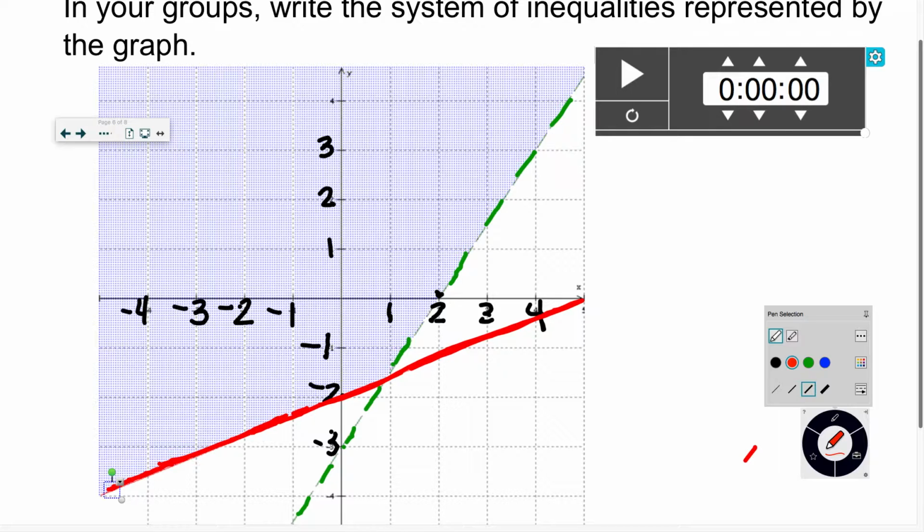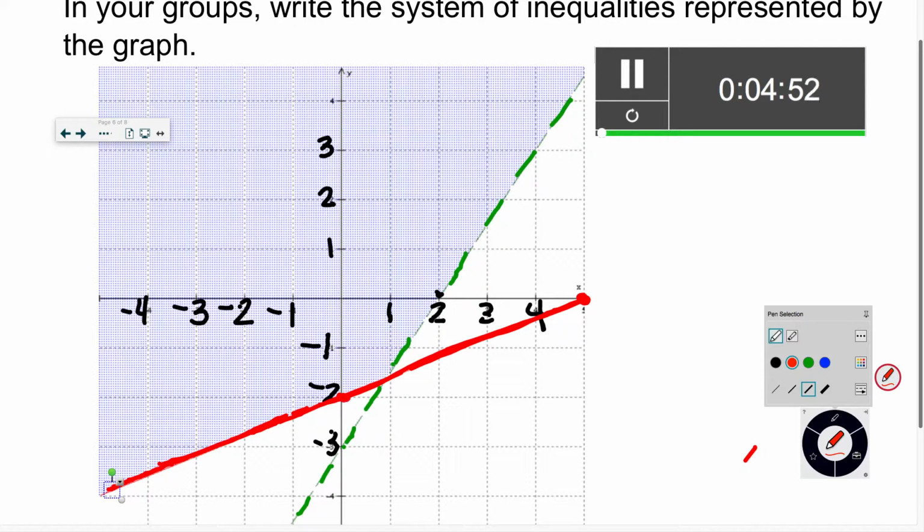So in your groups, we have the timer for you. In your groups, I want you to write the system of inequalities for this graph. So this is some of the inequalities for each of them, miss? We have for the whole system. So let's do the solving.